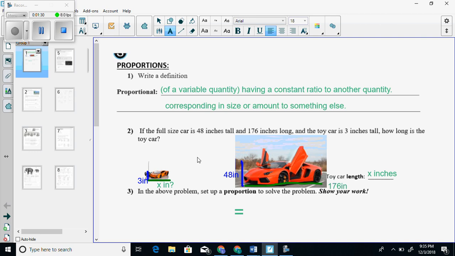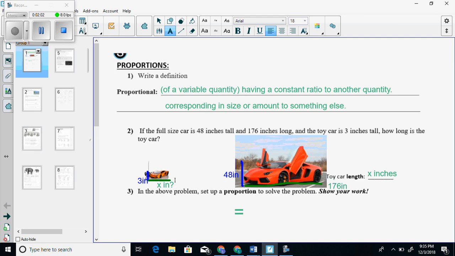It says if the full-size car, here's my Lambo, is 48 inches tall, so I labeled that here, and 176 inches long, and the toy car, so here's a little toy Lambo, is 3 inches tall. How long is the toy car? So, if these are proportional, which we are saying that they are, we should be able to set up something called a proportion in order to solve for this.